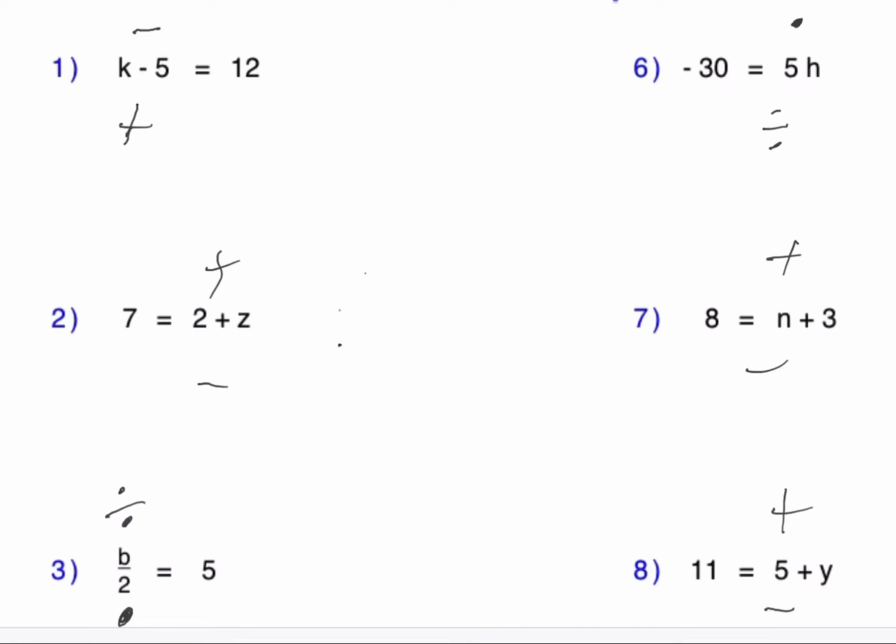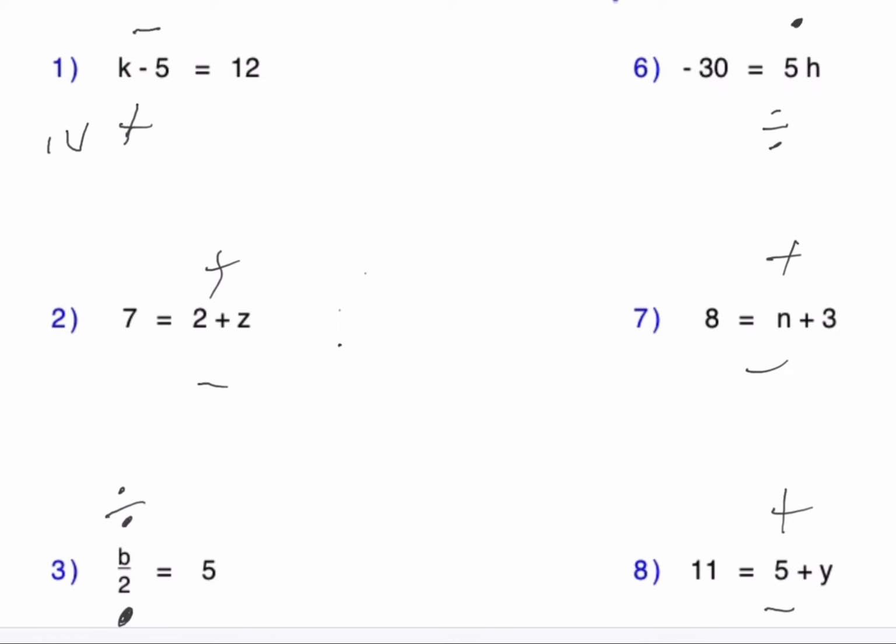Well, if you remember, we use the inverse operation to solve for the variable. The way we're going to do that is we're going to use addition, because that's the inverse operation, okay? Now, what do we have to get rid of on this side so that k is by itself?